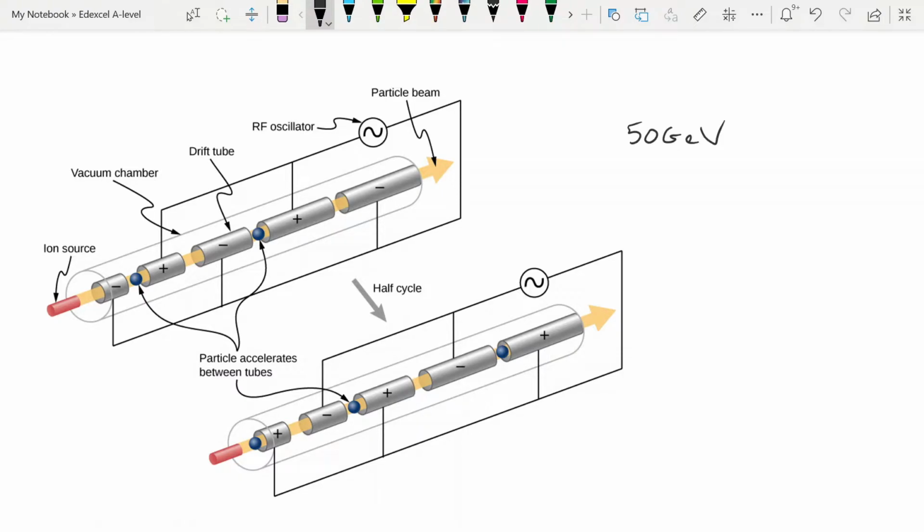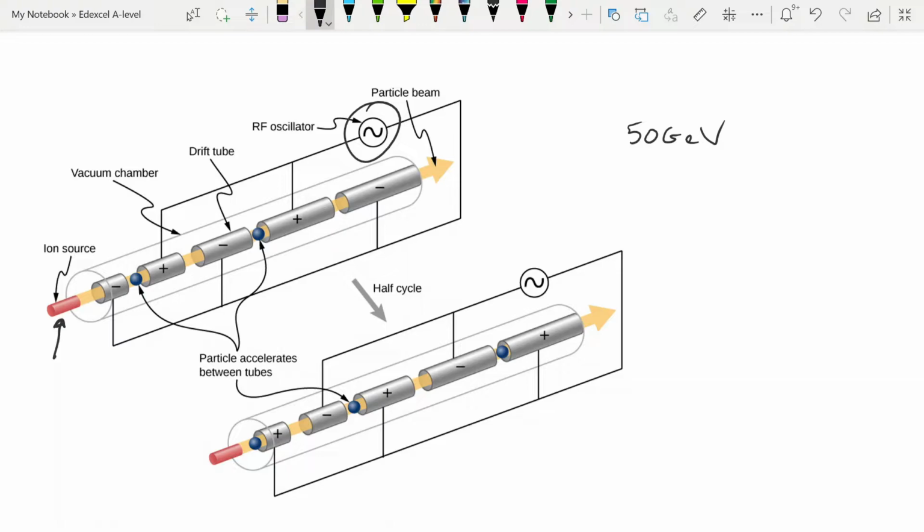And so if you look at it, the ion source here is where, and let's just talk about electrons. You could just as easily do this with protons and accelerate those, but we'll talk about electrons. This is the ion source and the electrons are released from here. You have this oscillating supply, and what that does is it makes each section of tube oppositely charged.